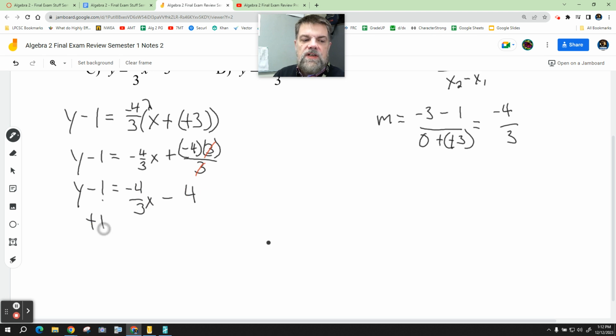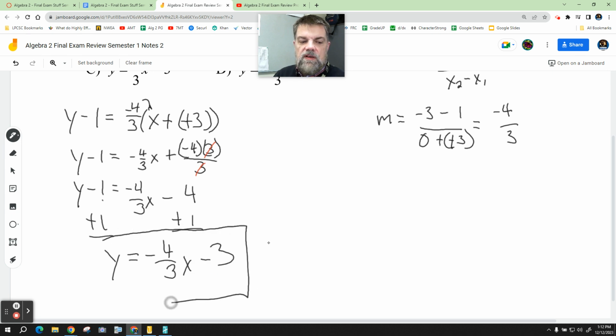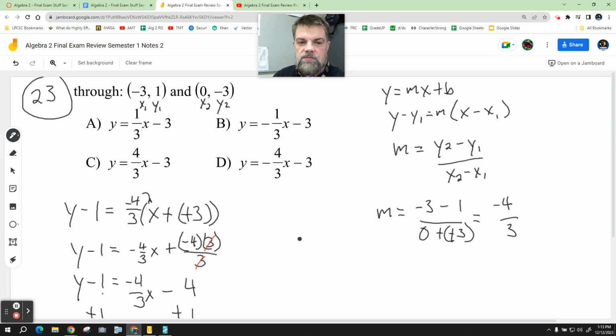I'm going to add 1 to both sides. And I get y equals negative 4 thirds x minus 3. Which one is that? B.